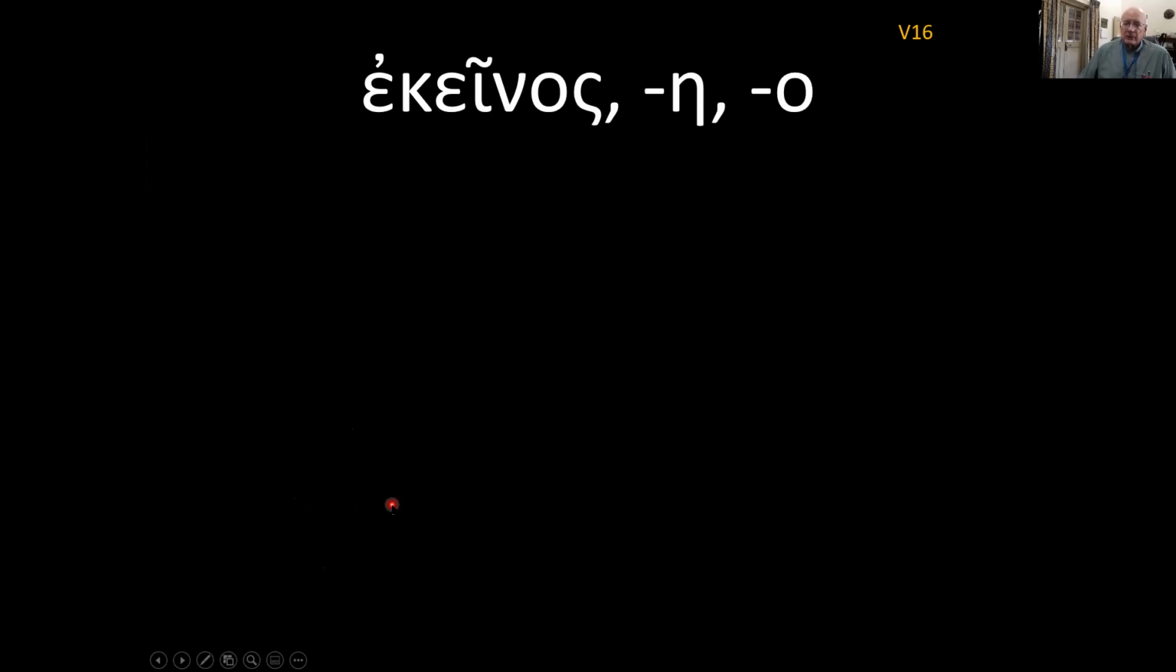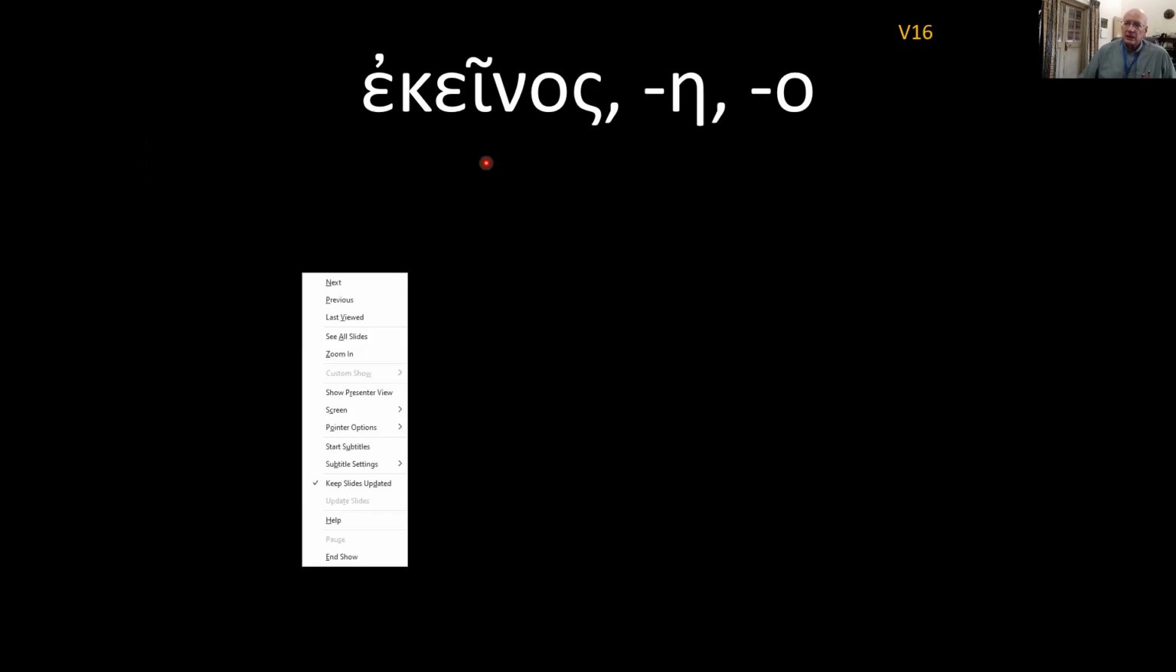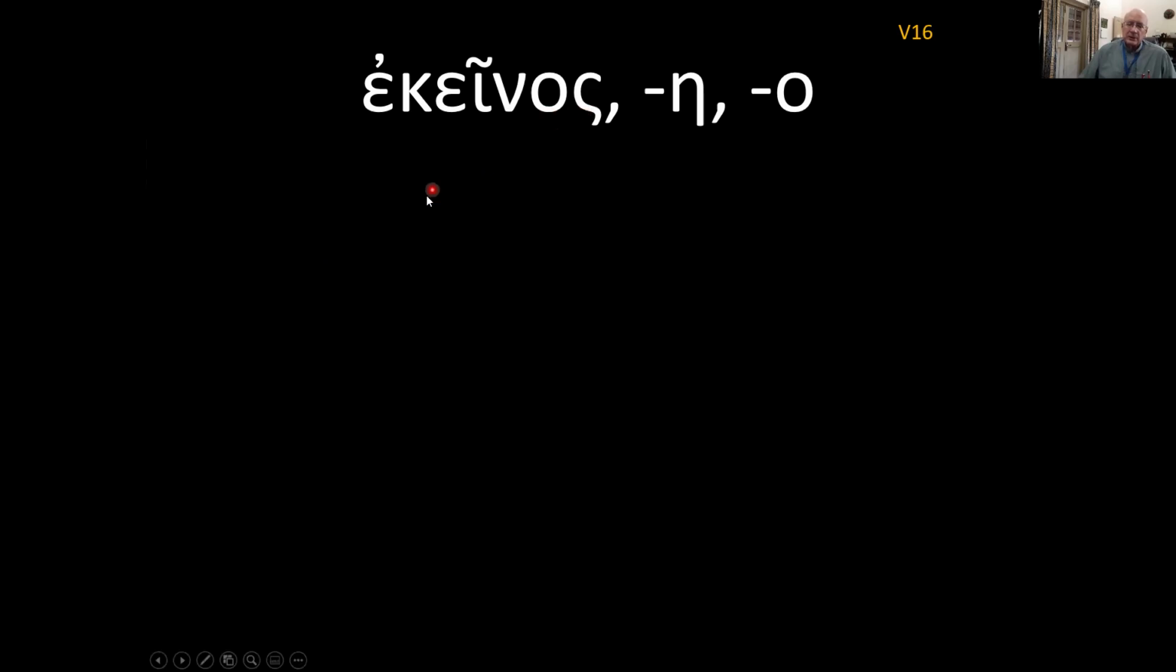Ekeinos. We've had houtos, haute, touto, this one, this and these, and now we have the far demonstrative pronoun, ekeinos, that and those. Houtos and houtoi, this and these, ekeinos, ekeinoi. Actually, the endings here are a little easier to learn with ekeinos. That one. We call this the far demonstrative pronoun. This and that. These and those. Near and far.